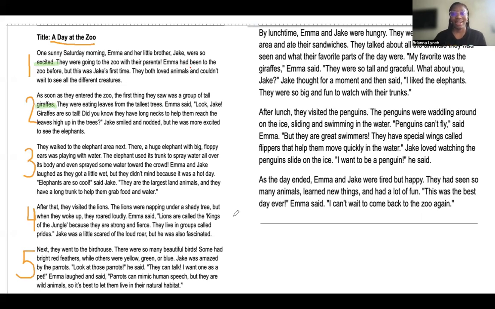Emma said, "Look, Jake, giraffes are so tall. Did you know they have long necks to help them reach leaves high up in the tree?"